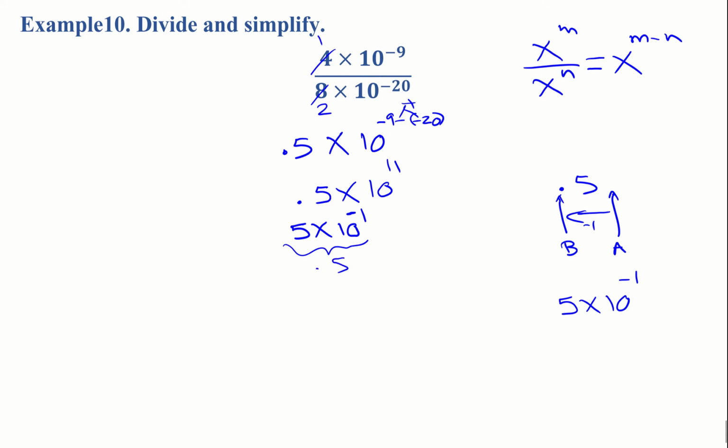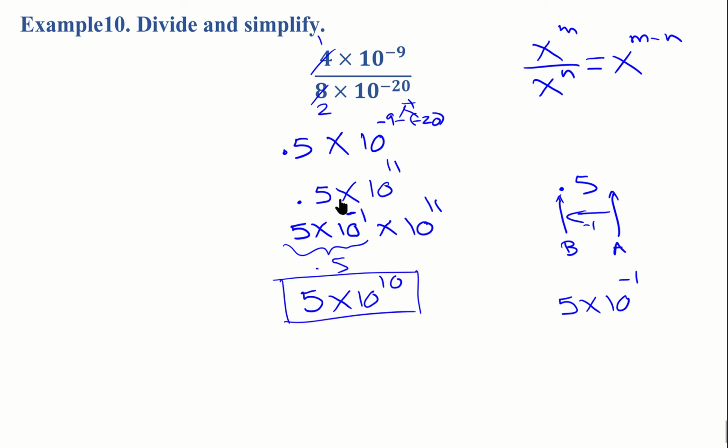So we still have to bring in the times 10 to the 11, right? So now leave the 5 alone and go ahead and multiply those two powers of 10. Of course, using the product rule. So we keep the base and we add the exponents. -1 plus 11 is 10. So there is our result in scientific notation.